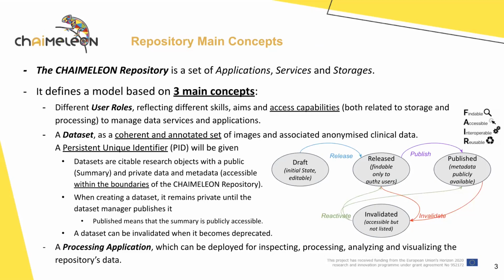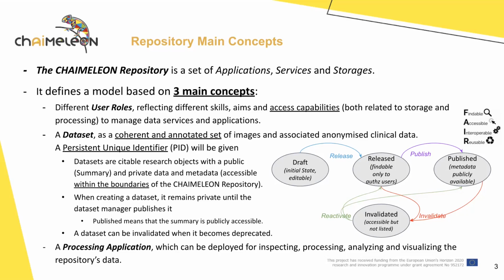So let me introduce first the three main concepts of the CHAIMELEON repository. The CHAIMELEON repository comprises storages, services, and applications. And we go along with the concept of user roles that have different access capabilities related to the storage and the processing. Datasets, which are a coherent and annotated set of images and the associated anonymized clinical data, have been given a persistent unique identifier.